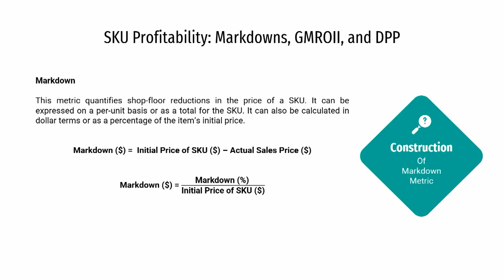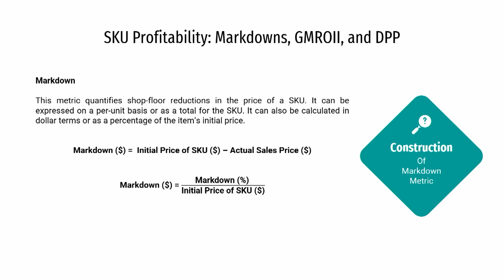Now, let us look into the construction of the markdown metric. This metric quantifies the shop floor reduction in the price of a SKU. It can be expressed on a per unit basis or as a total for the SKU. It can also be calculated in dollar terms or as a percentage of the item's initial price.